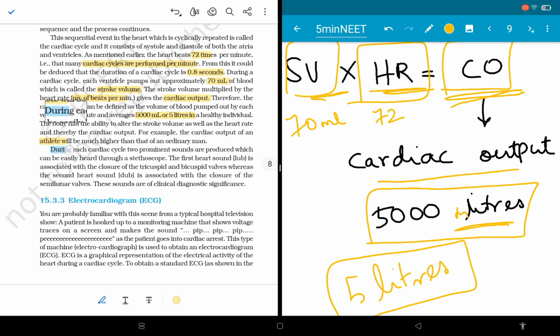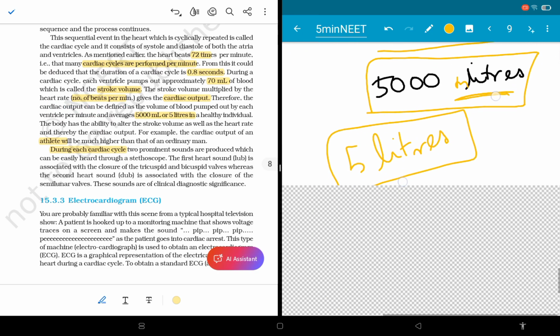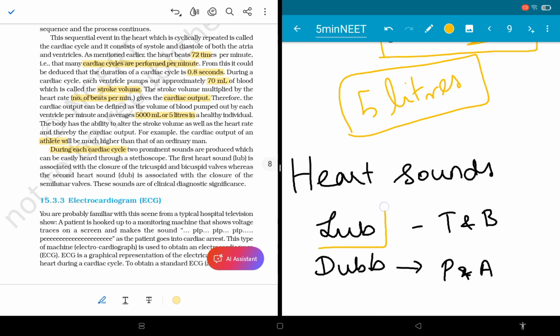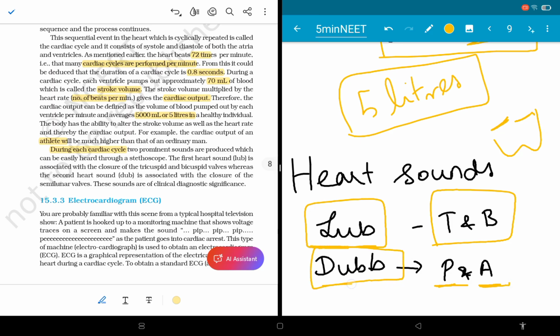Now, during each cardiac cycle, you have two cardiac sounds, lub and dub. The lub sound is what you hear when you auscultate with your stethoscope. Lub is during the closure of the tricuspid and bicuspid valves. We saw in the cardiac cycle, in ventricular systole, the tricuspid and the bicuspid valves close. In the other phase, the pulmonary valve and the aortic valve close. So dub is heard during the closure of these two valves, which are together known as semilunar valves, right?